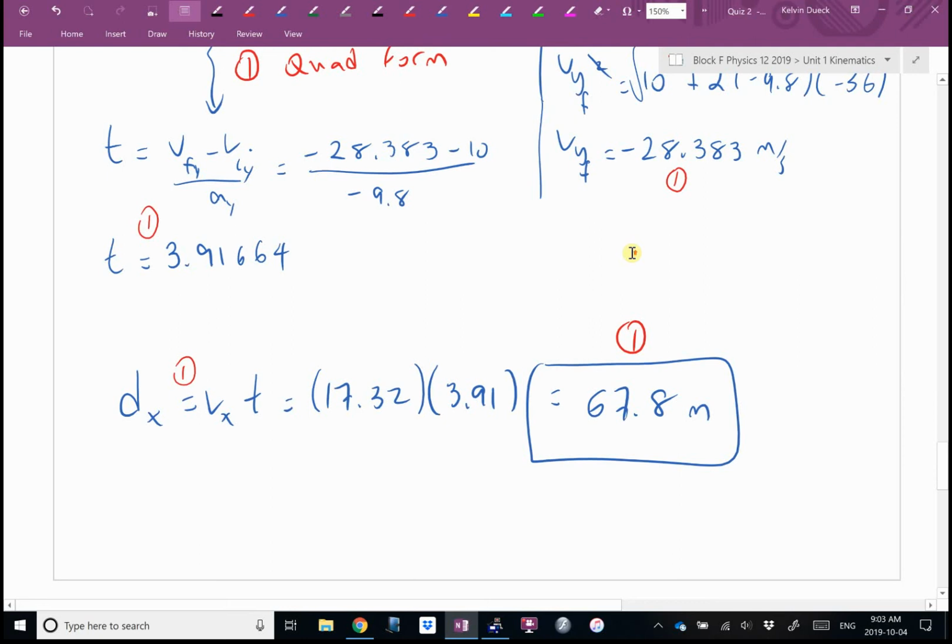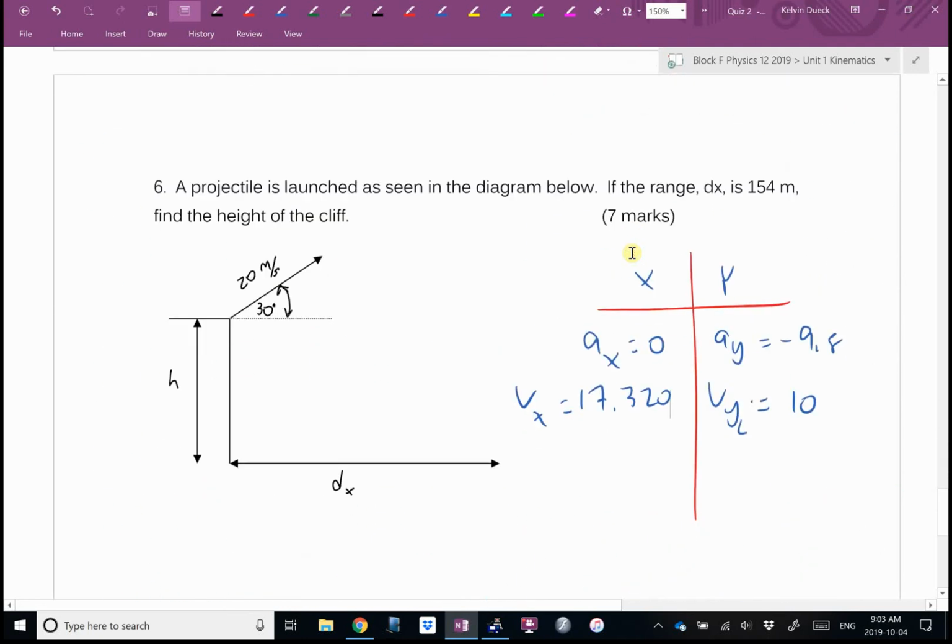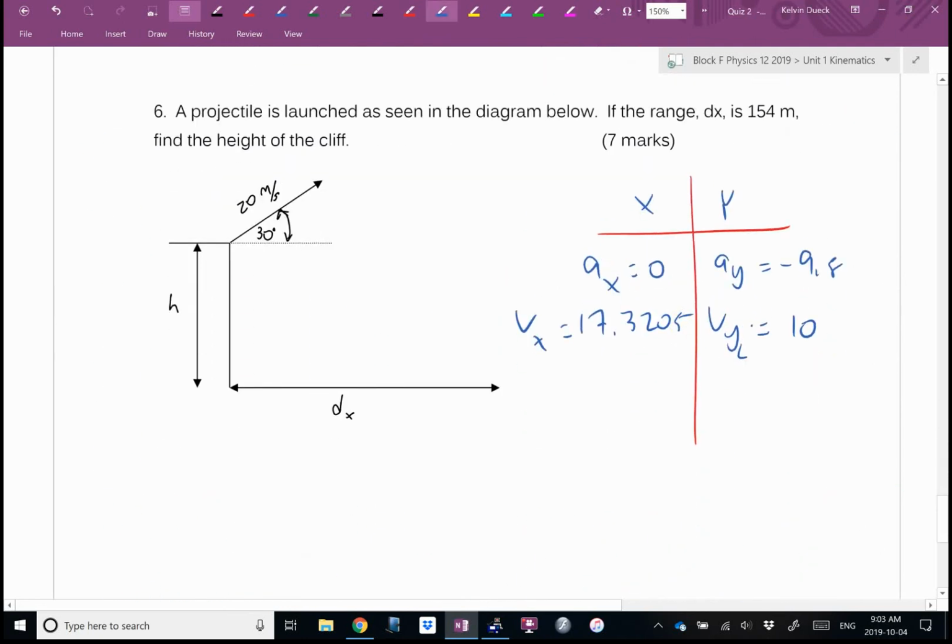17.3205. Sine for vy, cos for vx, of course it is. And then here they gave me dx is 154. Now, on the test, I would feel comfortable not putting the dx in the question and just using the word range and expecting you to realize, oh, range is the word in English for the horizontal distance. I would have no problem with that.